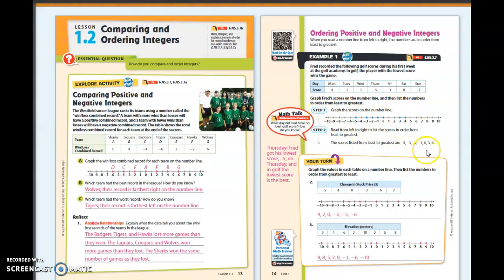So now it is your turn where you're going to take changes in stock price and you're going to graph them onto a number line, and then you're going to put them in order from greatest to least. Greatest being positive number, least being negative numbers. Same thing applies when you're practicing with elevation. First you graph them on a number line, and then you order them going from greatest to least.